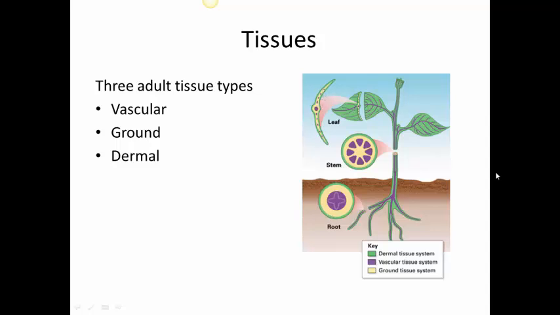The ground tissue is sort of the tissue that surrounds the vascular tissue. So it's outside of that vascular cylinder in the root. It's in the middle of the stem between these little vascular bundles, but also to the outside of the vascular bundles. And then it's all around these little vascular bundles within the leaf.